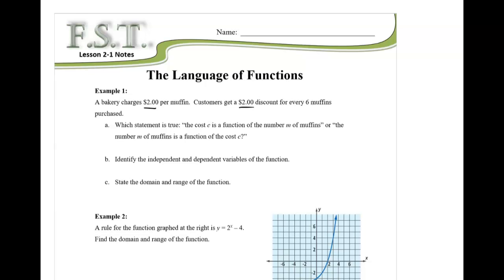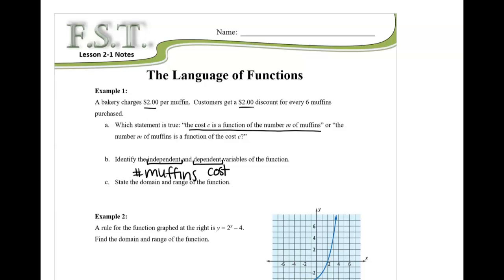So is the cost dependent on the number of muffins you buy? Yeah, that's definitely true. Is the number dependent on the cost? No, usually you don't go to a store and give money and say, give me however much I get. That's kind of weird, right? So then again, the independent variable is the number of muffins, because that's what you're choosing. That's what you have control over. And the dependent variable is your cost, because that depends on the number of muffins.